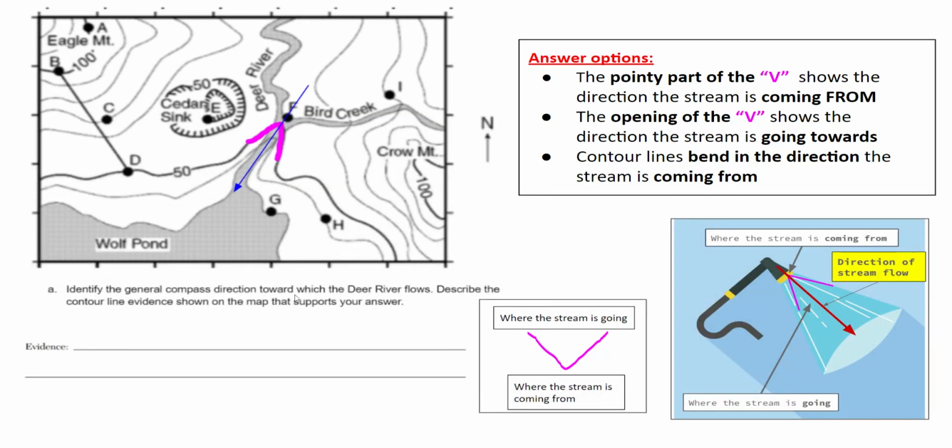So next it's asking, describe the contour line evidence shown on the map that supports your answer. These are your answer options once again. The pointy part of the V is the direction that the stream is coming from. The opening part of the V is the direction that the stream is going towards. Or you can say that the contour lines bend in the direction that the stream is coming from. Please don't say the stream always goes downhill because this is asking for contour line evidence specifically.